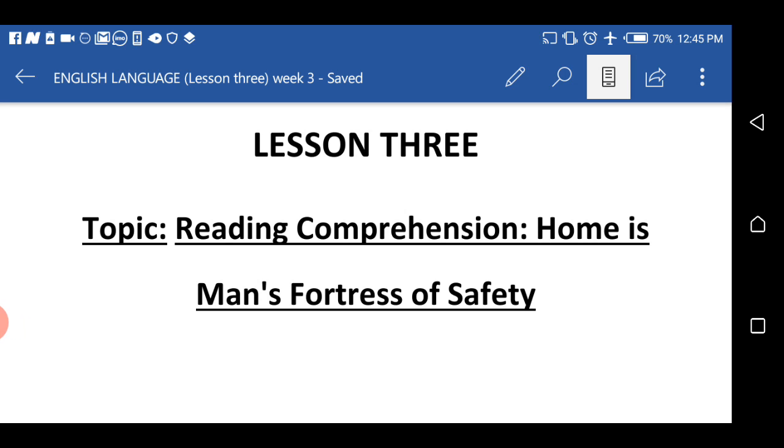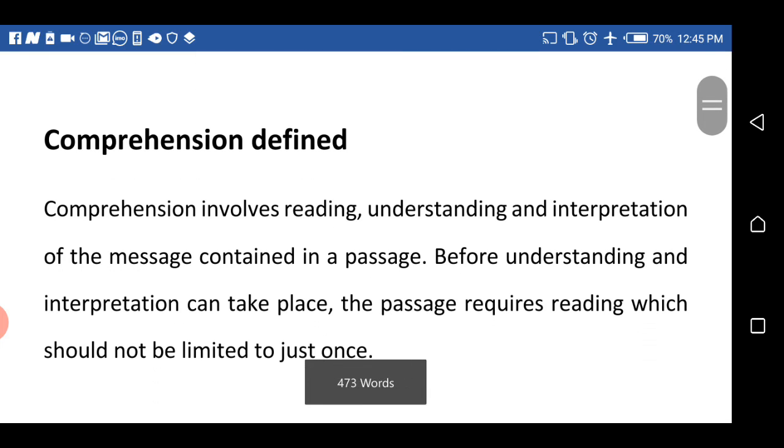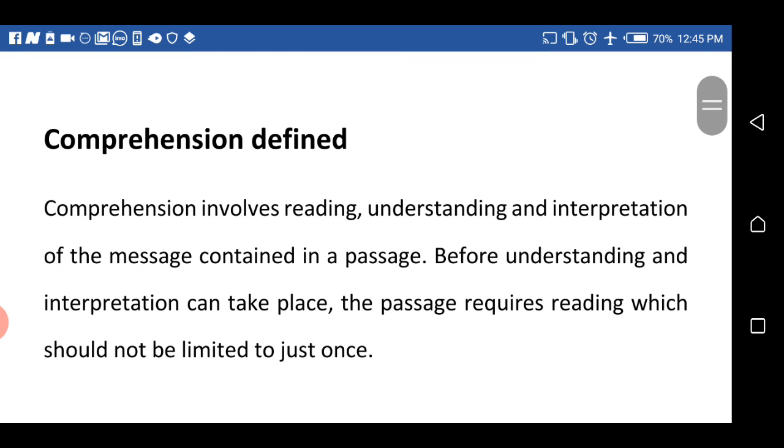Inshallah, we'll be looking at reading comprehension. Home is man's fortress of safety. Comprehension defined. Comprehension involves reading, understanding, and interpretation of the message contained in a passage. Before understanding and interpretation can take place, the passage requires reading, which should not be limited to just once.